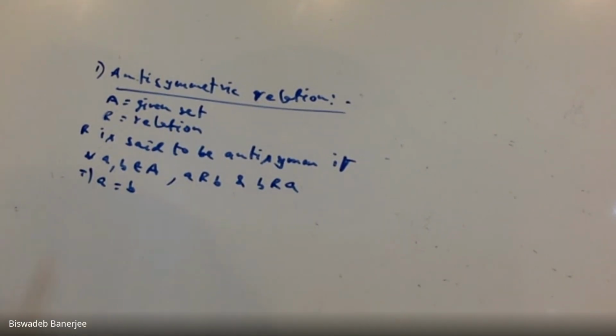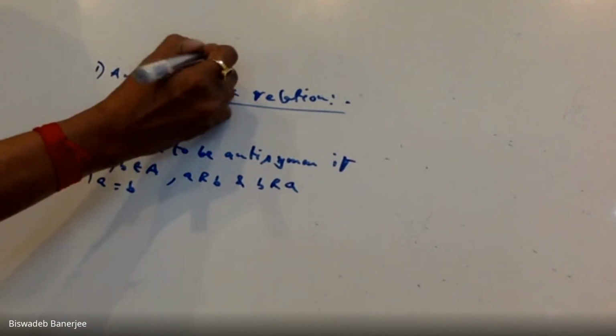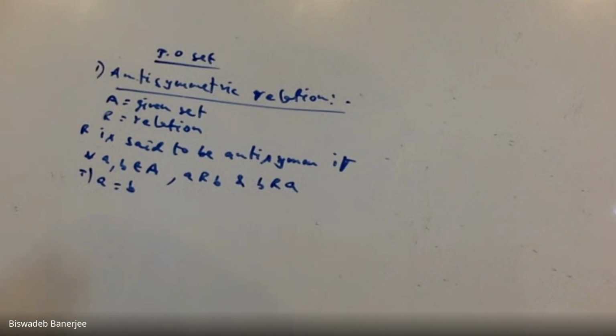We have antisymmetric relation in partial order sets, which I'm going to discuss later. This antisymmetric relation is very useful in my partial order set, POset, whatever you call it. So A, B belong to A. If A is related with B and B is related with A, we have to show A is equal to B.